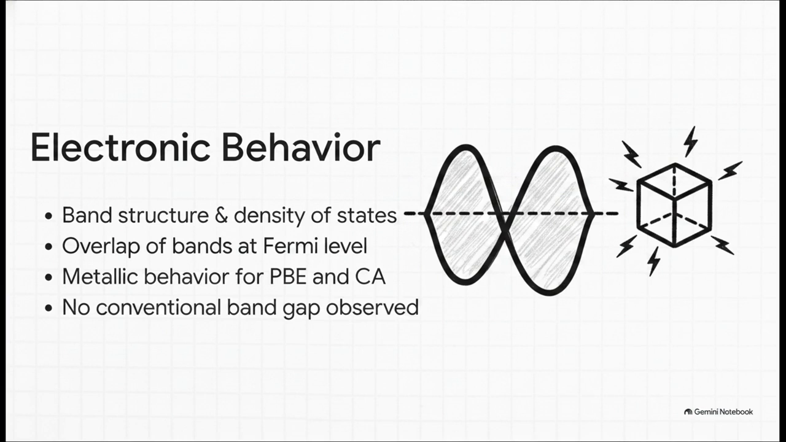So what does this actually mean? Well, because these energy bands overlap, the electrons are highly mobile. They're free to move. This mathematically proves that cubic SrMnO3 acts as a purely metallic conductor. We found absolutely zero conventional band gap under any of the conditions we tested. It is fundamentally, intrinsically metallic.